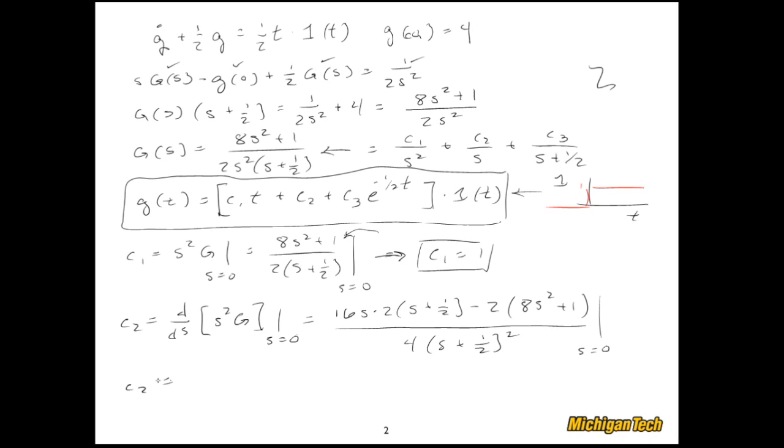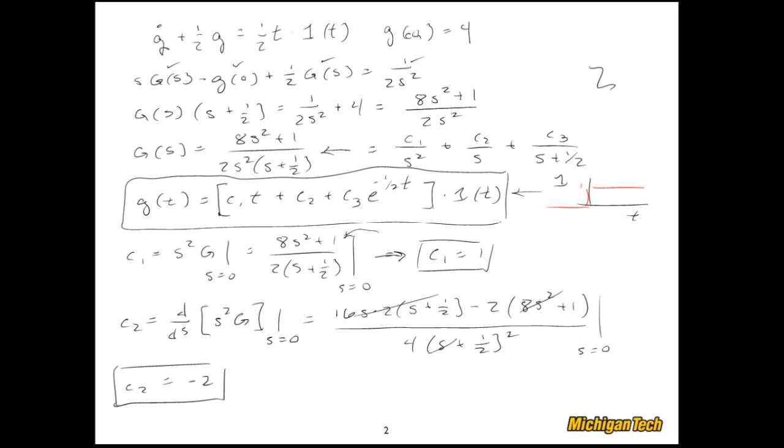And so C2 is equal to, let's see, we let s equal 0, that whole thing goes away, that goes away, that goes away, and we'll have negative 2 in the numerator divided by 4 times a fourth. So we get negative 2. Put a box around that.